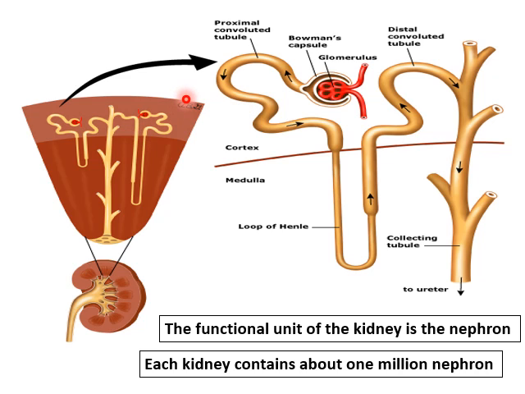So the nephron spans between the cortex and medulla. Parts of the nephrons are located in the cortex, and other parts like the loop of Henle are located in the medulla. The nephron is a functional unit of the kidney, and each kidney contains about 1 million nephrons.